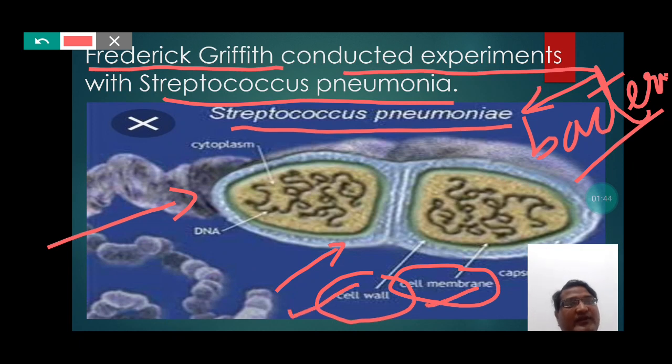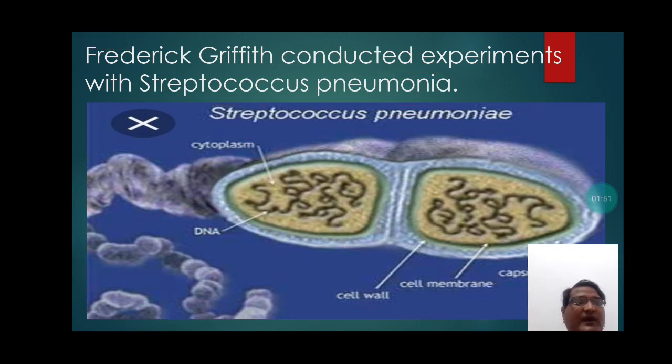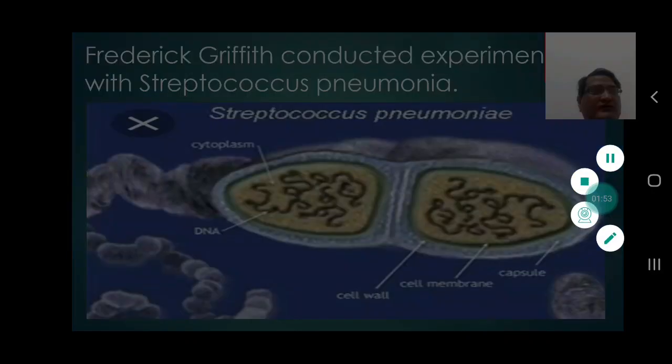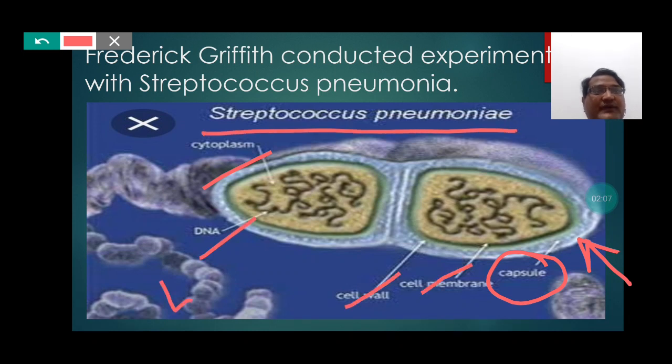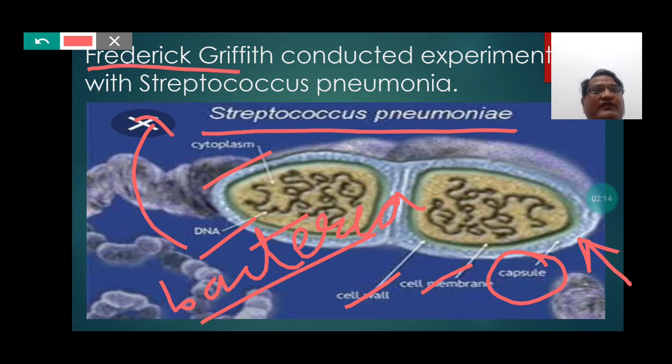Besides cell wall and cell membrane, it also has a distinct DNA present in it, which you can see, and the cytoplasm. And apart from that, they also have an outermost protective cover, which is called the capsule. So students, these are various parts of the Streptococcus pneumonia bacteria, on which Frederick Griffith experimented.